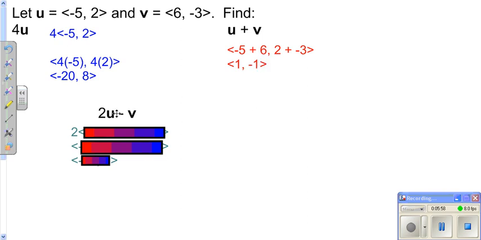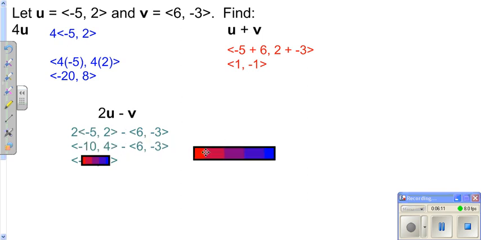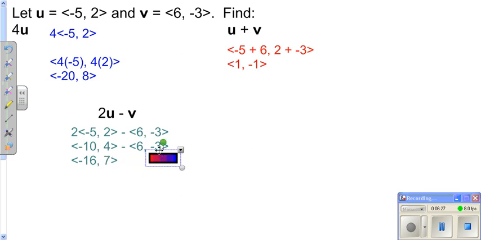Here we're dealing with 2u minus v. So first of all, you got to figure out 2u. There's 2, there's your u, there's your v. So you take your 2 times each one of the u's parts, minus your v. So you're going to get -10 and double your 2, and you get 4. Now we're just subtracting, so you got to take your -10 minus your 6. Your 4 minus your -3, and remember when you subtract a negative, it's like adding.